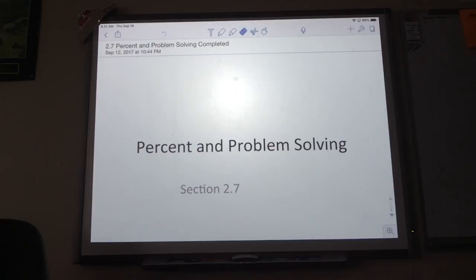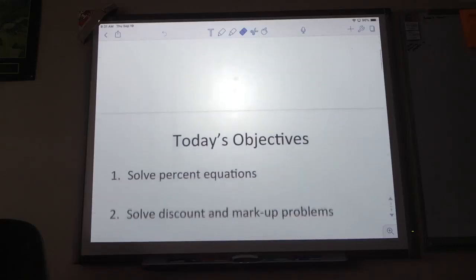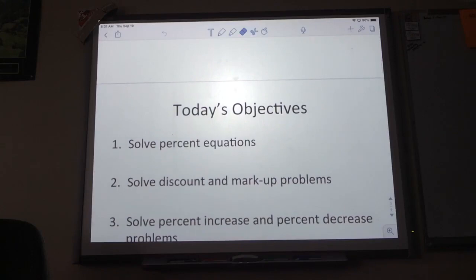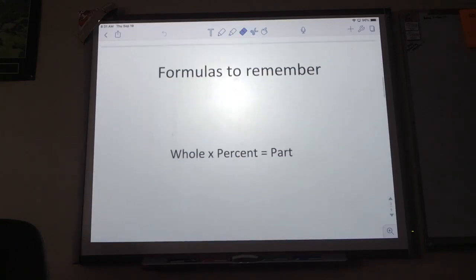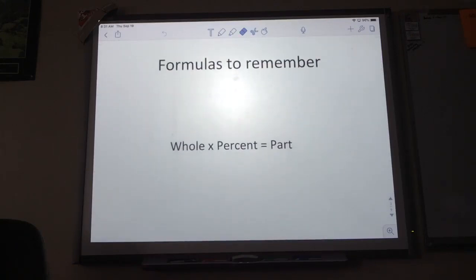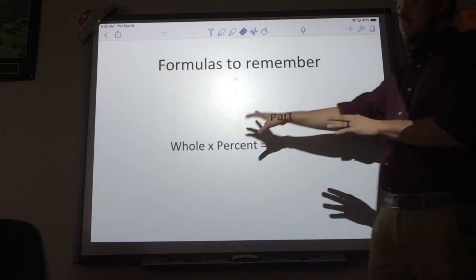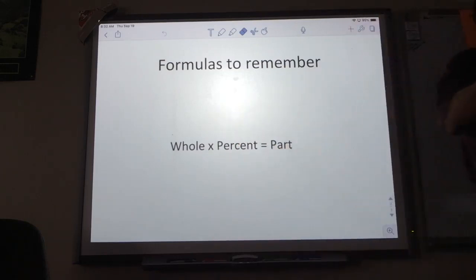Percent in problem solving. Problem solving meaning, yes, they're going to be somewhat word problems. Formulas to remember, there it is. There's the whole times percent equals part. Again, that comes from the part divided by whole. So a whole number, the total amount, multiplied by the percent equals the smaller amount, the part amount. The one thing about this is we never plug a percent in. We always have to change it to a decimal.